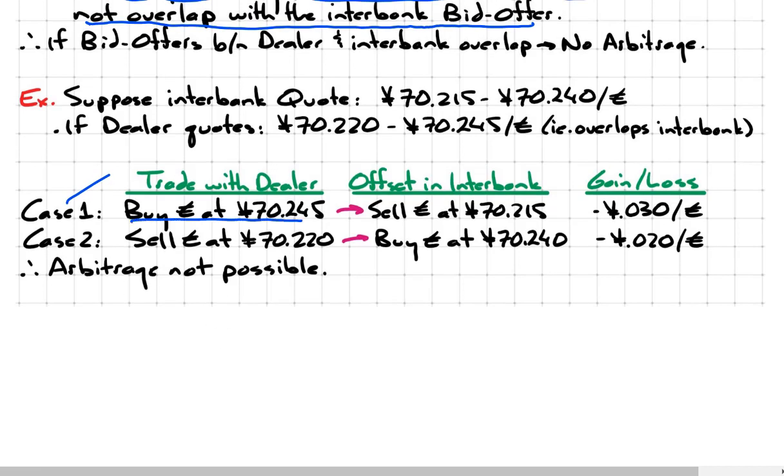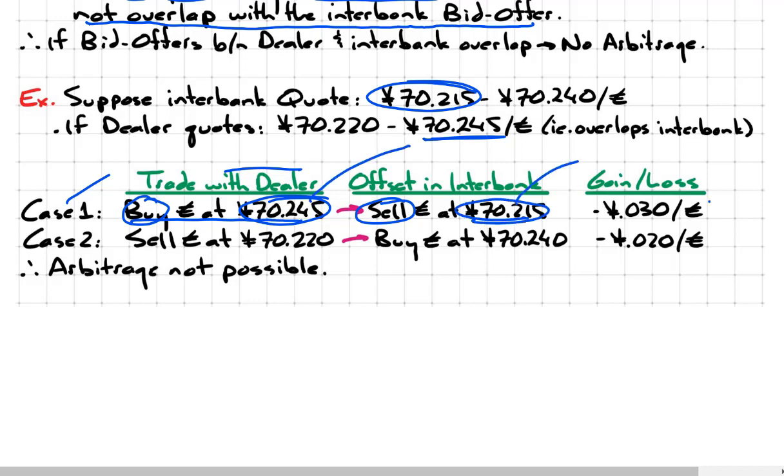We can buy euro from the dealer. And here's the dealer. So if you're buying, you're going to pay the higher price, and that's exactly what we did. But then you have to take an opposite transaction in the interbank market. So if you bought at the dealer, you have to sell in the interbank market. But if you sell in the interbank market, you're going to get the lower price. So you buy at that, you sell at that, this would be a loss. So that didn't work. So let's try the other scenario.